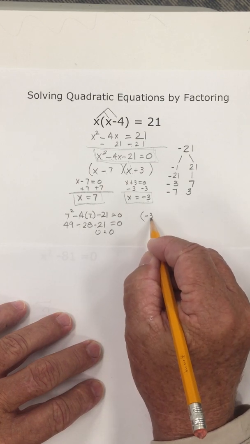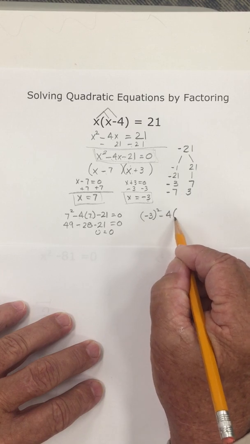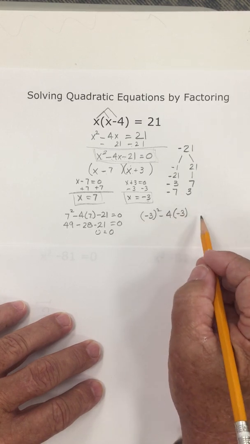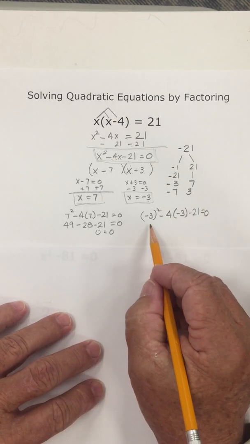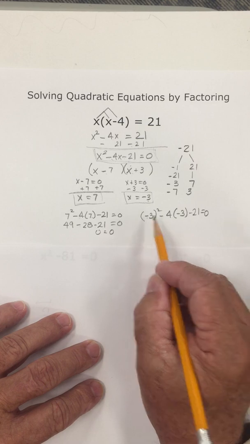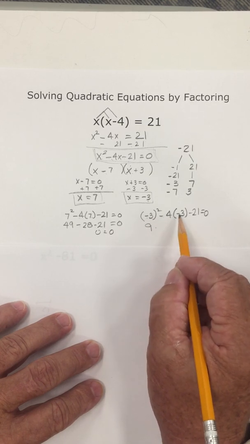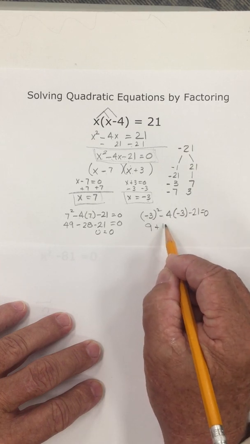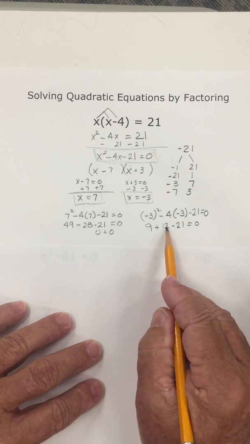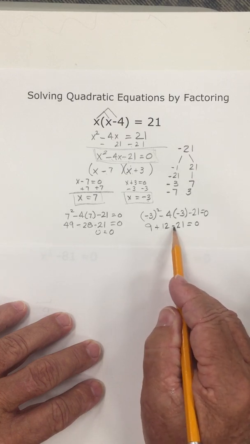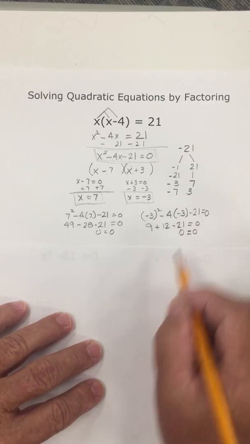Okay, negative 3 squared minus 4 times negative 3 minus 21 equals 0. Let's check it. Negative times a negative is a positive, 9. And then these two guys here are two negatives, so that means that's plus 12 minus 21 equals 0. 9 plus 12 is 21. 21 take away 21 is 0. So these two numbers work.